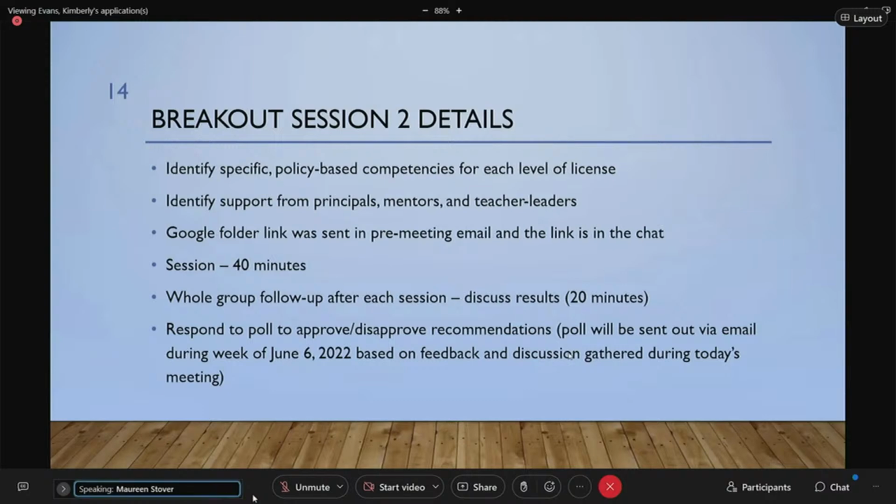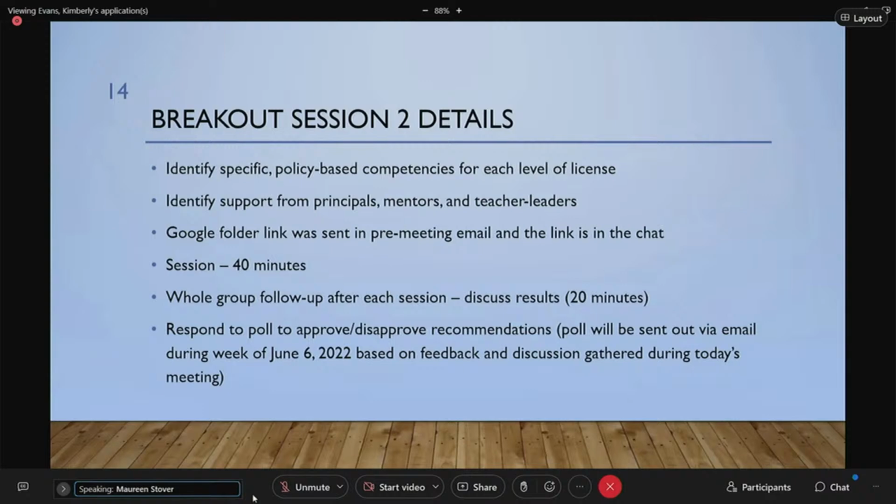So we are going to go into a second breakout session. In this session, you're going to continue using the same document that you were using in breakout 1. Now we're going to be looking at the specific policy-based competencies for each licensure level, along with the supports. You're going to see the slide from the draft model that breaks out the competencies and the supports. Those were built around the conversations that we had last fall and going into the winter, so that we have the opportunity to make suggestions, changes, or recommendations to those.